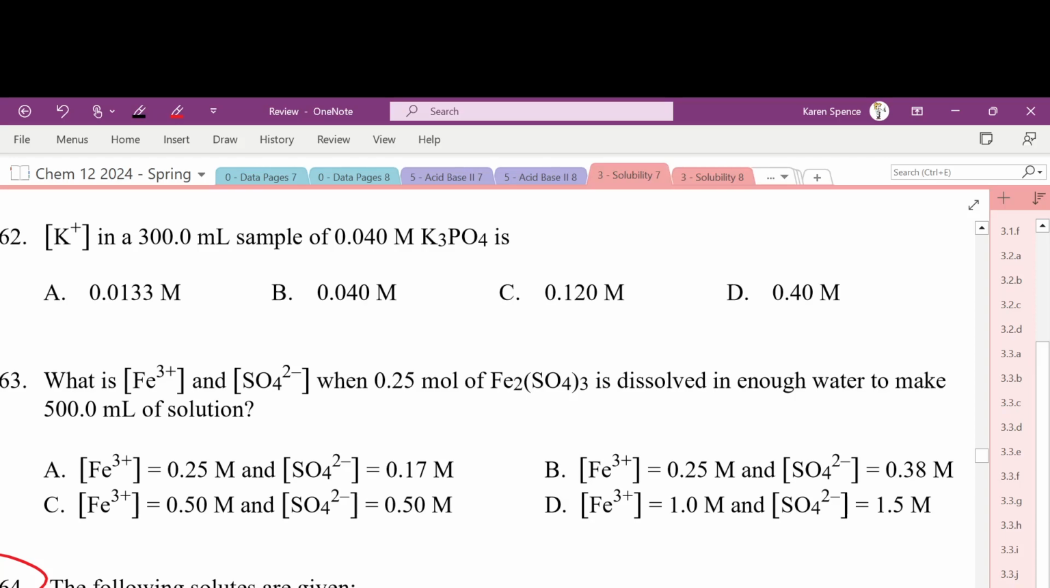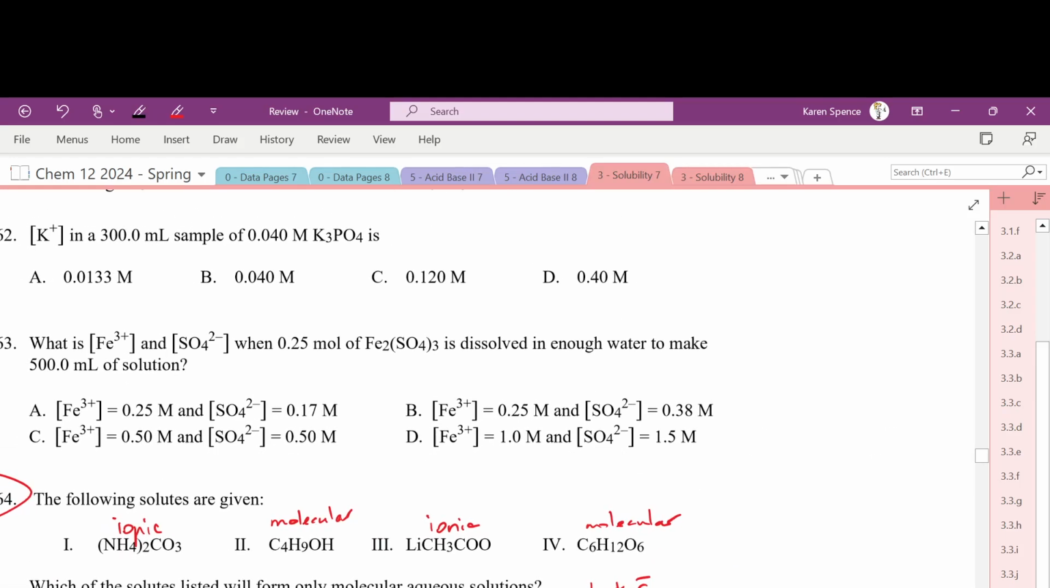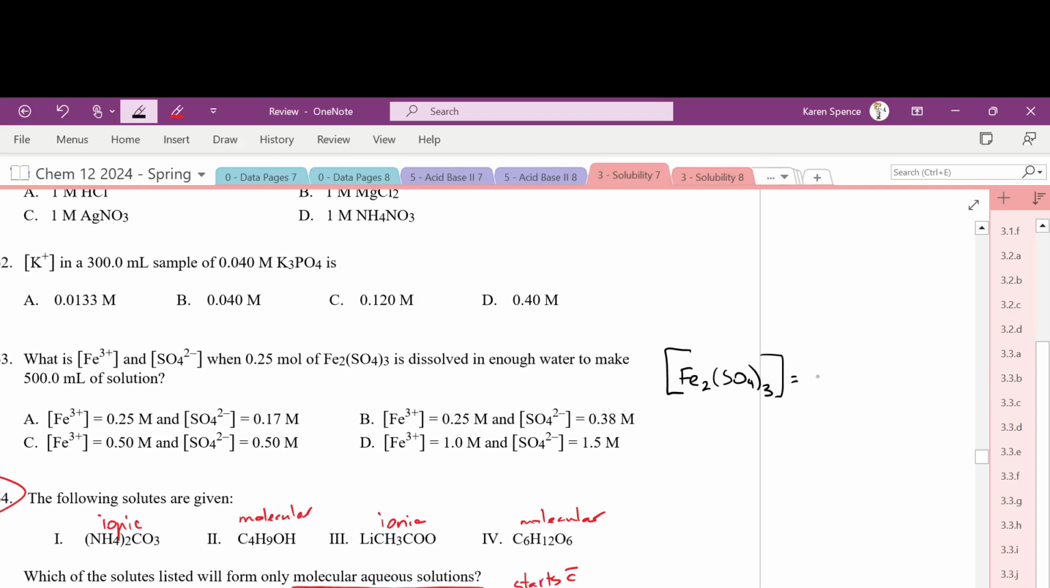Iron sulfate, we have 0.25 moles in 500 milliliters of solution. So the concentration of Fe2(SO4)3 is 0.25 moles in 500 milliliters, which is 0.5 liters. So that is 0.25 divided by 0.5, which is 0.5 molar.